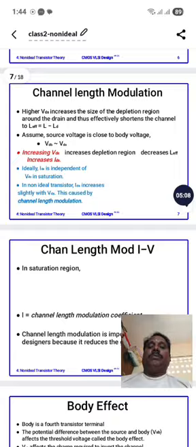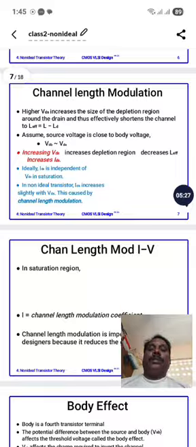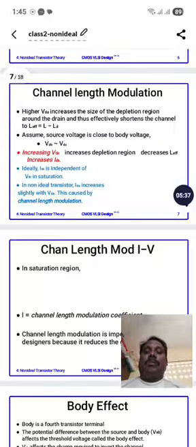Whenever the voltage at the drain with respect to the source becomes maximum, it increases the size of the depletion region around the drain and effectively shortens the channel to L effective. The increase in the size of the depletion region reduces the length of the channel, represented as L effective, which is equal to L minus LD. L is the actual length of the channel, whereas LD is the channel length lost at the drain due to depletion. This is channel length modulation.